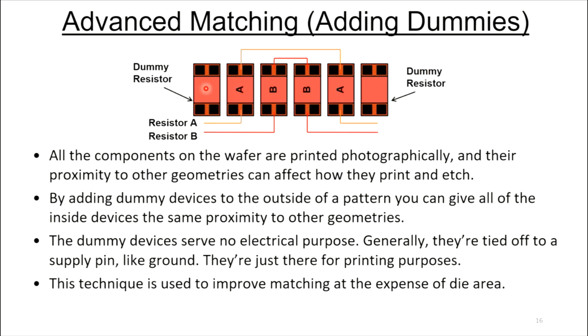Now, these dummy devices really have no electrical purpose. In fact, usually we tie them off to a supply somewhere, like ground or VDD. They're just there for printing purposes and to make the processing work better as far as matching. So this technique is used to improve matching at the expense of adding some die area, because you're adding a bunch of devices in here that aren't really doing anything from an electrical standpoint.